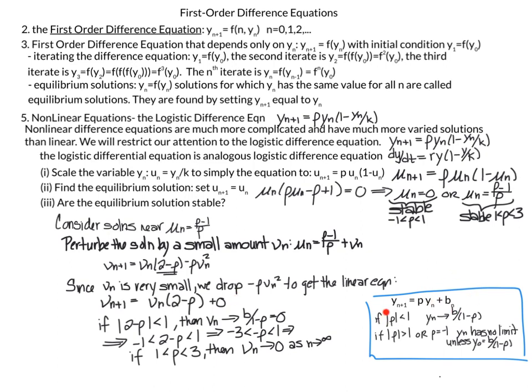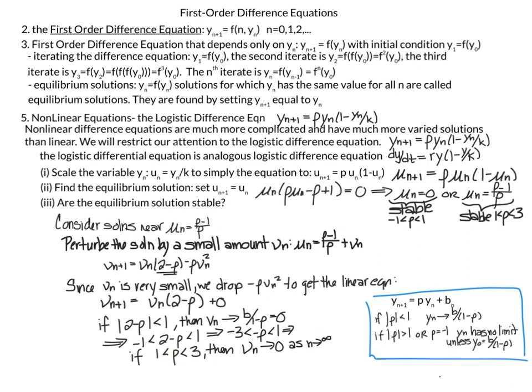So if the absolute value of rho is less than 1, then yn approaches b over 1 minus rho. In this case, b is equal to 0, and we have the absolute value of 2 minus rho less than 1, so that means vn approaches b over 1 minus rho, which equals 0, when 2 minus rho is between negative 1 and 1. In other words, when negative rho is between negative 3 and negative 1, or when rho is between 1 and 3.